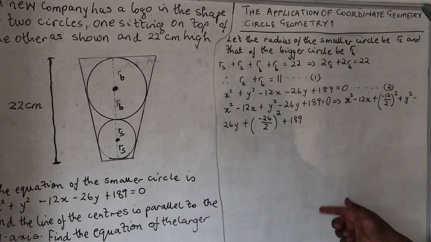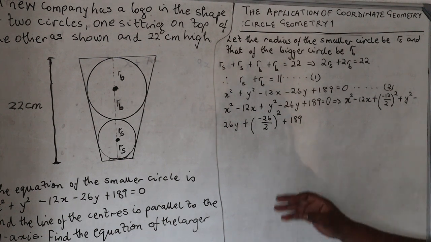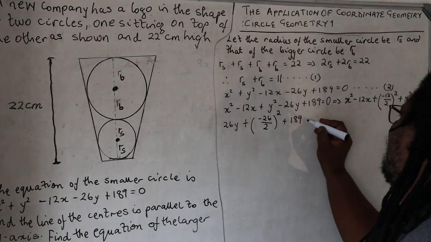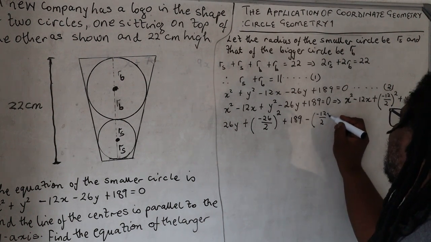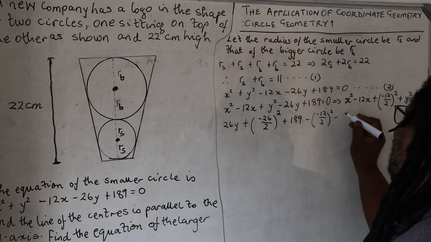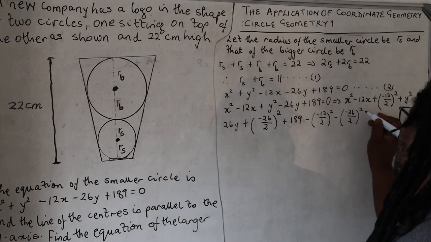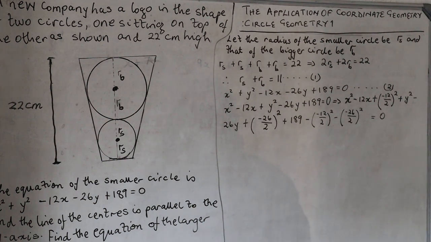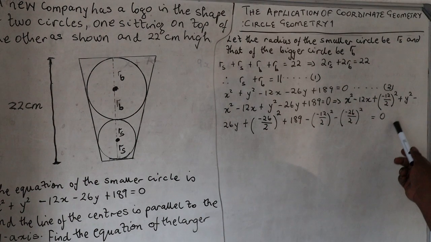We should also subtract the same quantities so that our equation remains balanced and should be equal to 0. So we also say minus bracket minus 12 over 2 squared minus bracket minus 26 divided by 2 squared, and this whole expression is equal to 0. So we have made sure that our equation still balances and also allow us to complete the square.